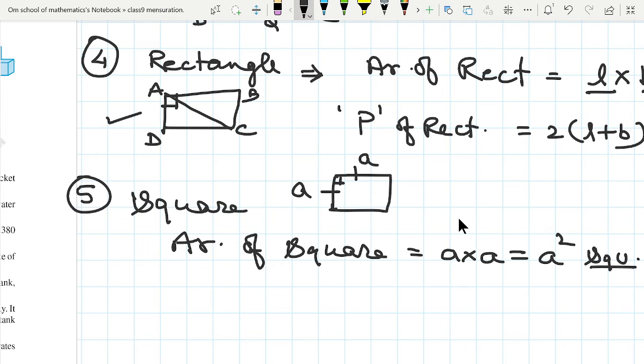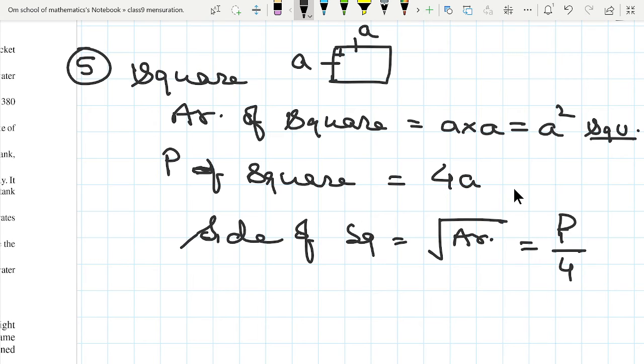Okay, what is the perimeter of a square? 4 into side. Correct. 4 into side. Okay. And as you all have known about the square, so if I ask you what is the side of a square? Perimeter by 4. The perimeter by 4. Or root area, or P by 4. Clear?